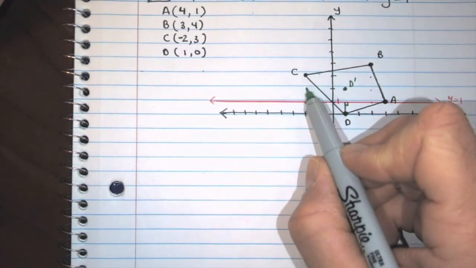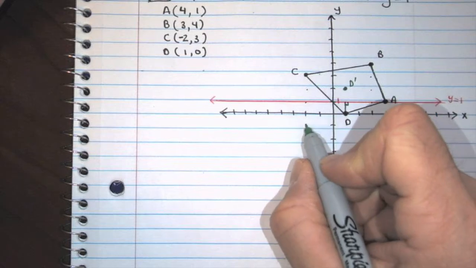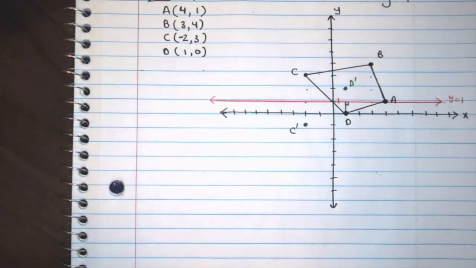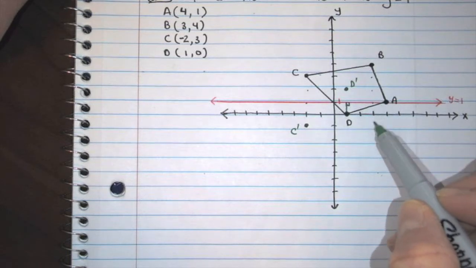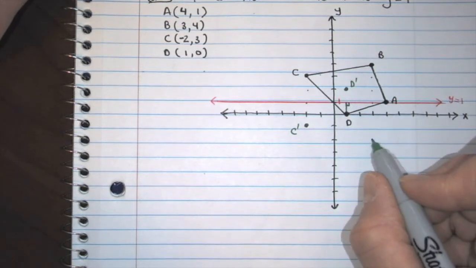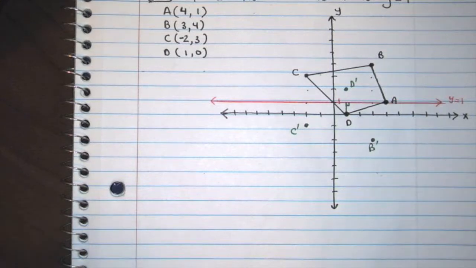Let's do C next. Kind of looks like it's 1, 2, 1, 2. C prime's right there. Let's do B. 1, 2, 3. 1, 2, 3. Here's B prime. We got one more letter to go. We got A prime to take care of.